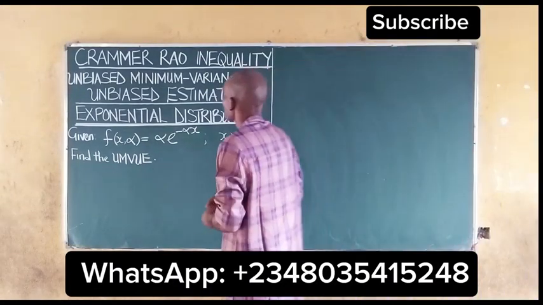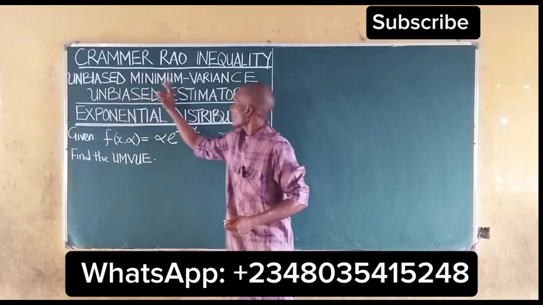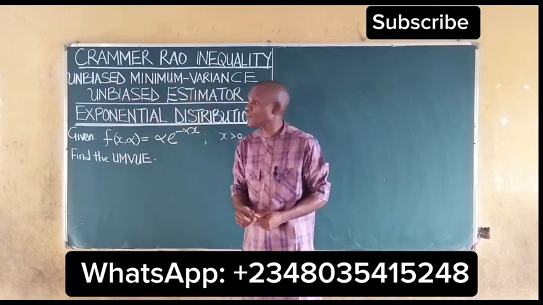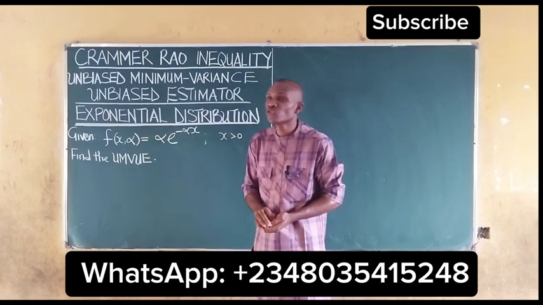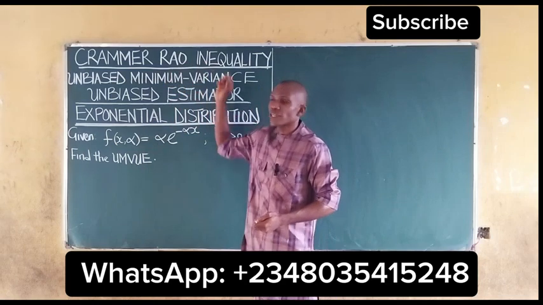In this video, we are to find the minimum variance unbiased estimator for an exponential distribution using the Cramer-Rao inequality.